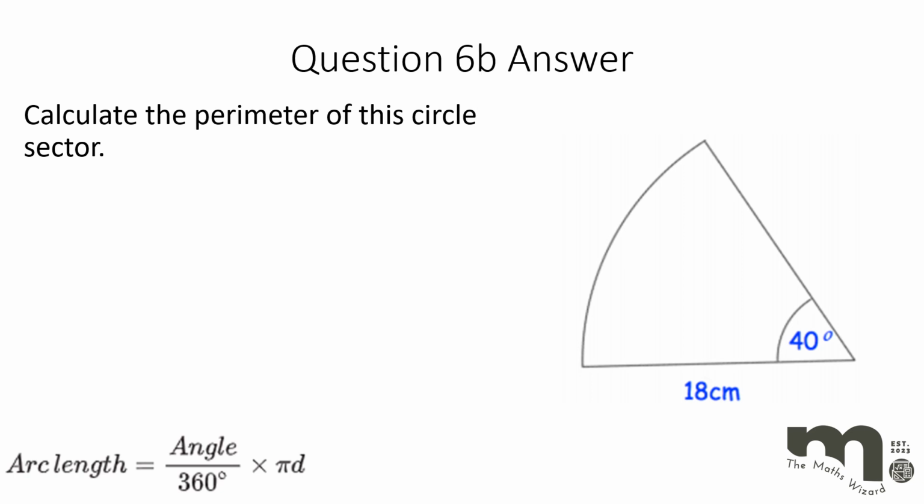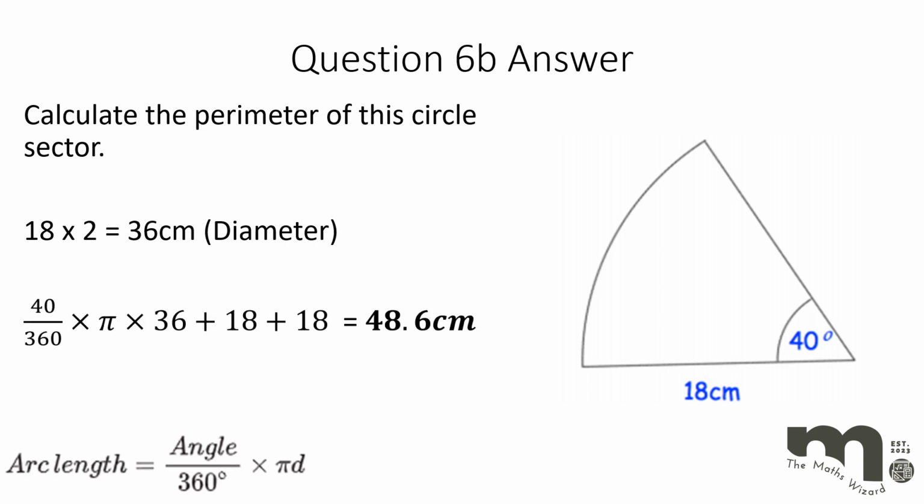Then for the perimeter, same first step, we've got the diameter of 36. Then all we've got to do is add on those two 18 centimeter straight edges there. So we've got 40 over 360 times pi times 36, and that will give us a perimeter of 48.6 centimeters.